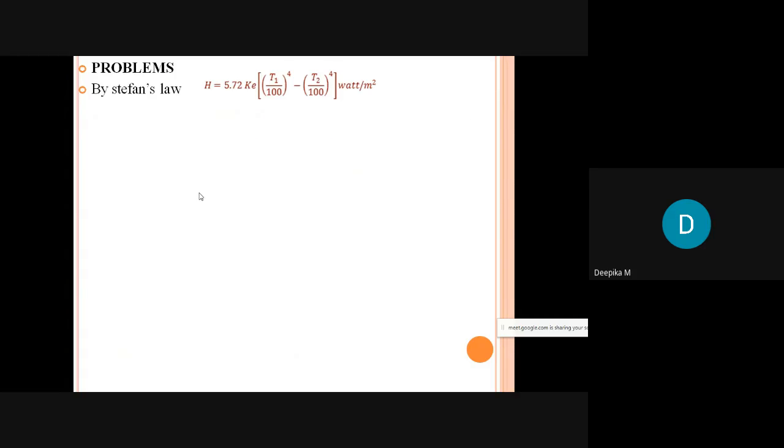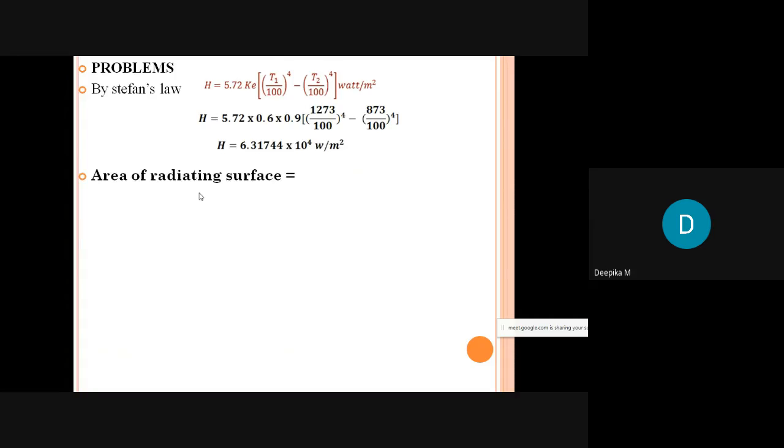By Stefan's law, the heat radiated by a surface will be equal to 5.72 into K into E into (T1 by 100) to the power of 4 minus (T2 by 100) to the power of 4 watt per meter square. Let us substitute the values. K is 0.6, emissivity E is 0.9, T1 is 1273 and T2 is 873. While solving, we get 6.31744 into 10 to the power of 4 watt per meter square.